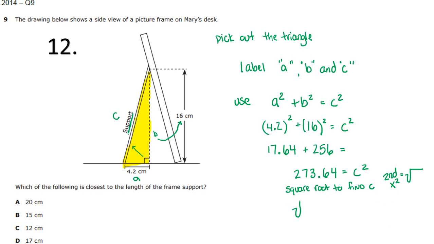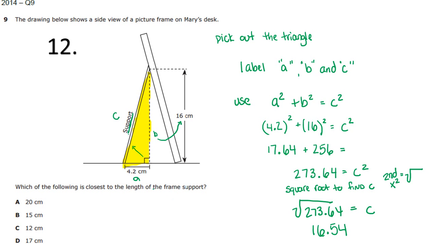So we're taking the square root of 273.64. Type that in your calculator, and that'll give us the value of c. And you're going to have 16.54 if you did this right. If you didn't do it right, this is really important before we do our next questions. Make sure you raise your hand.